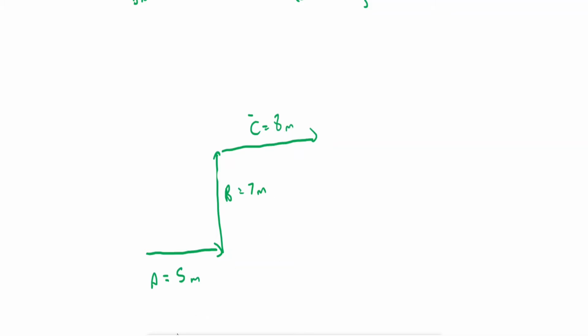Okay, so how will I find my displacement vector? Remember, your displacement vector is always from the start to the end. Okay, and then there's your displacement vector. If you could draw a straight line, it would look like that.